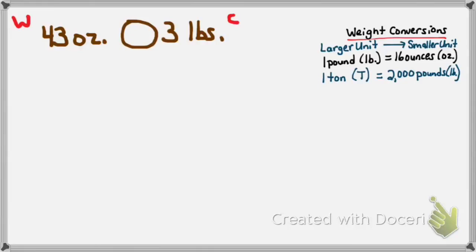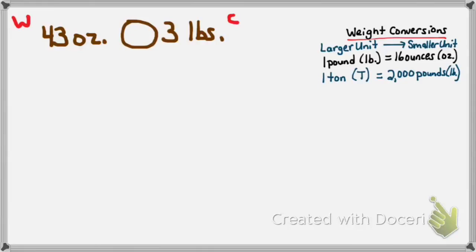I put a W by the 43 ounces because that's how much chocolate Mrs. Wainwright has. I put C by the 3 pounds, that's how much chocolate Mrs. Castellano has. Since I need to find out who got more, I want to really remember who got which amount as I'm solving this problem.